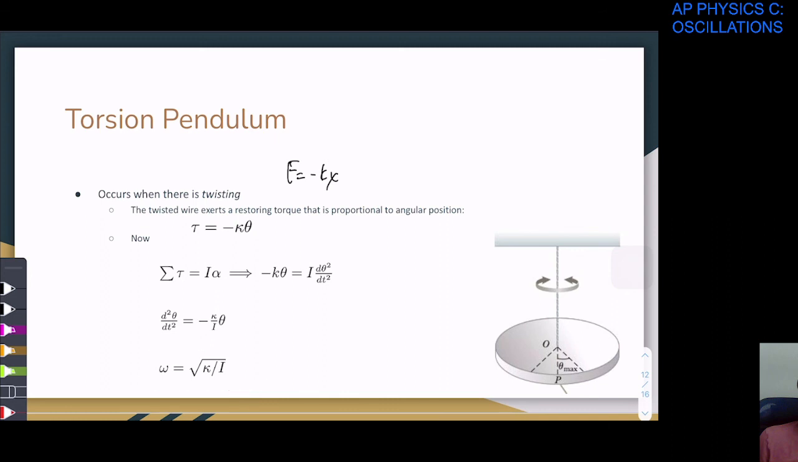We can figure out what A is, however we initially twist the object, and we can apply the same laws of motion as earlier.